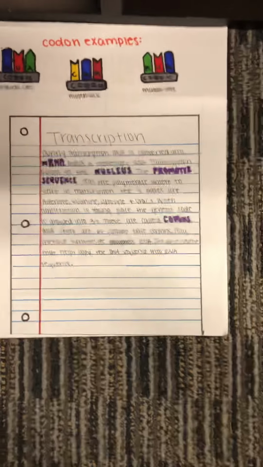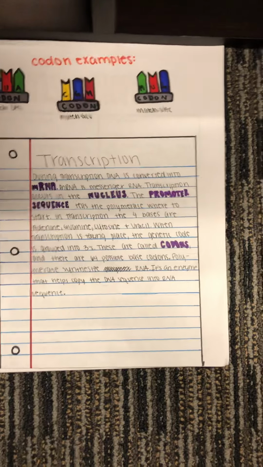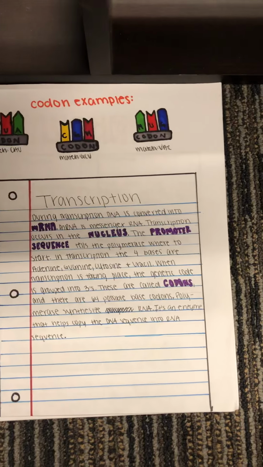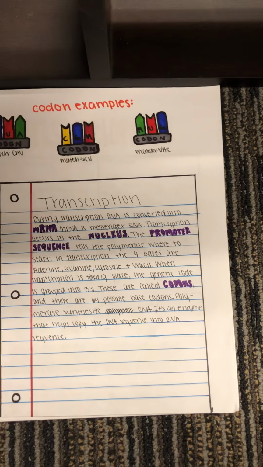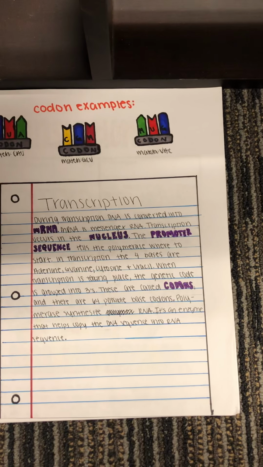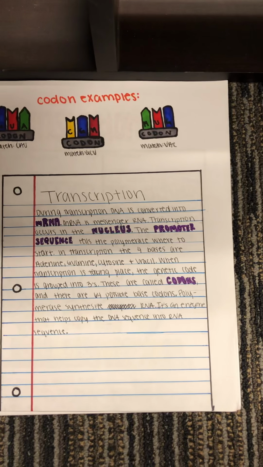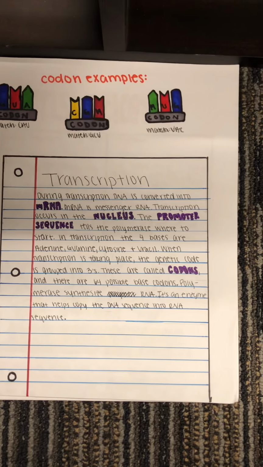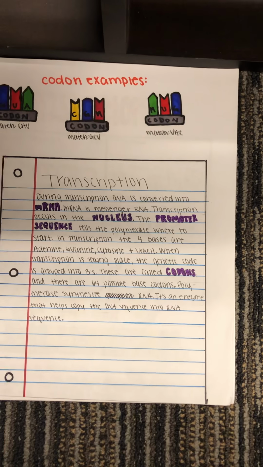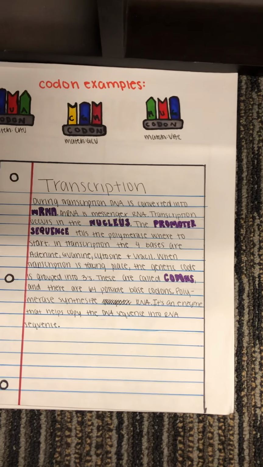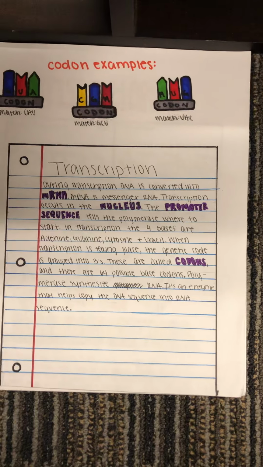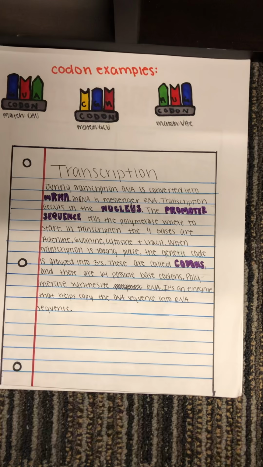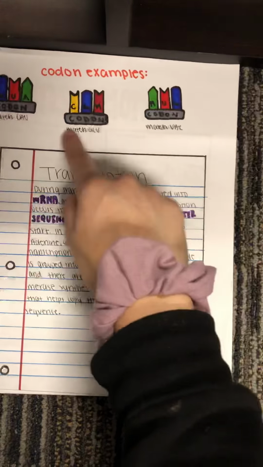Okay, so transcription. During transcription, DNA is converted into mRNA. mRNA is messenger RNA, that's what it stands for. Transcription occurs in the nucleus, and the promoter sequence tells the polymerase where to start. In transcription, the four bases are adenine, guanine, cytosine, and uracil, so again, there's no thymine. And when transcription is taking place, the genetic code is grouped into threes. These are called codons, which are shown up here.